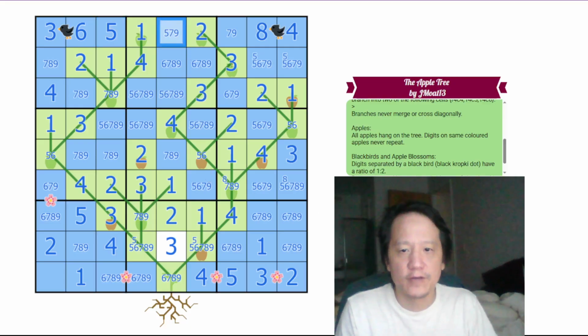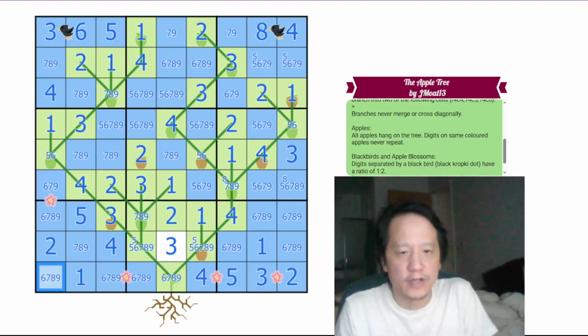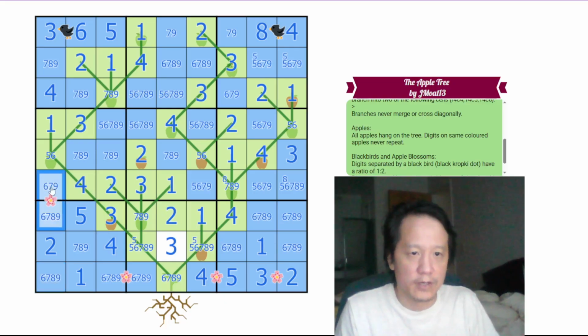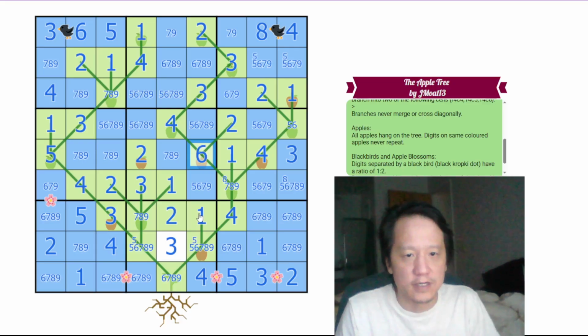This can't be 5 anymore. Where is the 5 in column 1 then? Can't be here. This is 6, 7, 8, 9. Can't be here because that would be consecutive only with 6, and that would eliminate all possibilities for that cell. So this is 5, which makes this 6. This can't be 5, because of the unique digits in the green apples, so this is 6, which means this can't be 6, these can't be 6, this can't be 6, and this can't be 6.